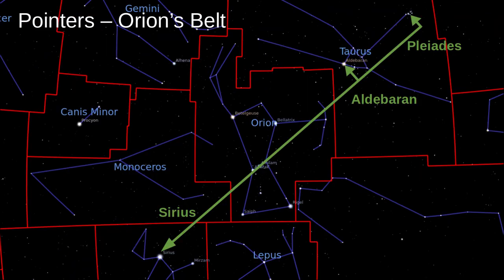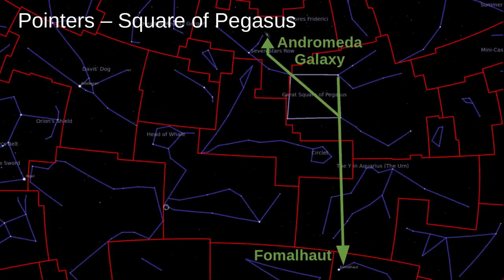Orion's belt points to three well-known objects. Draw a line through the belt to the left and you'll find Sirius, the brightest star in the sky. Draw the line to the right and just above that line you'll first find Aldebaran, another bright star, and then Pleiades, the seven sisters.